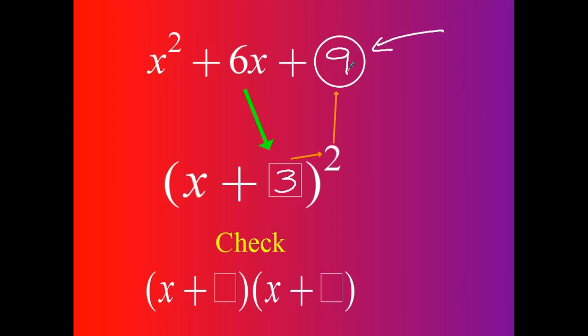Let me walk you through it one more time. In order for me to have a perfect square, I would need this end term to be a 9. I look here first and I take the square root of x squared, that goes here. I look here and I say, how am I going to get a middle term of positive 6x? How do I get a middle term of positive 6x? When I write my binomial, it's half of this middle.